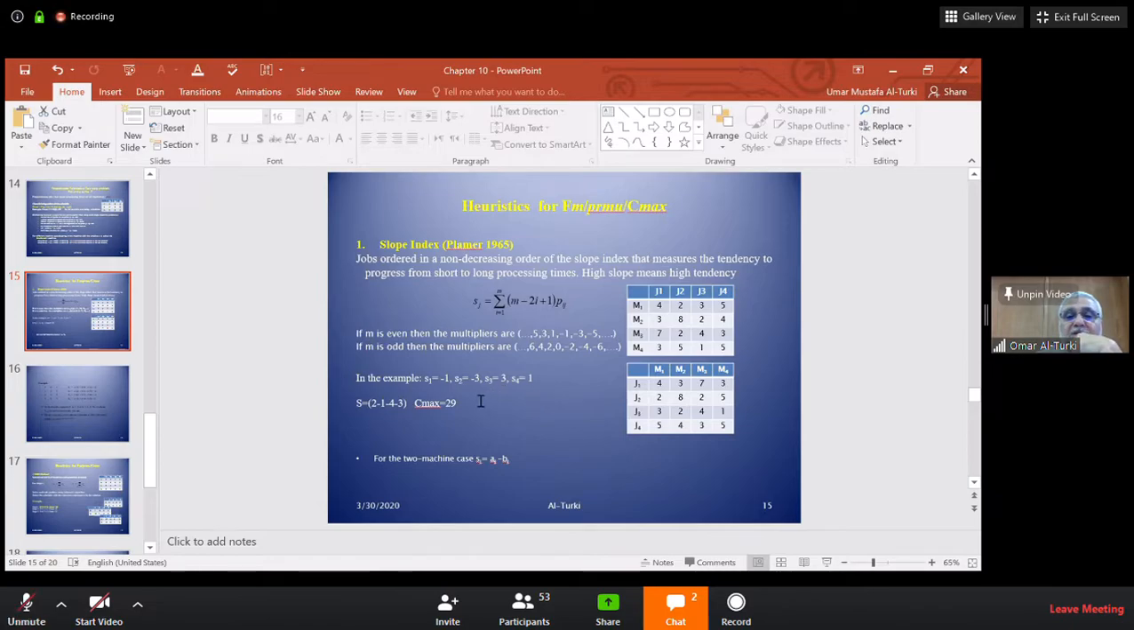Now you put this in order. The smallest is job 2. The next is job 1. The next is job 4. And then job 3. That is the sequence. Now how do you get Cmax? Evaluate this: draw the Gantt chart for the corresponding sequence 2, 1, 4, 3. You will get 29.